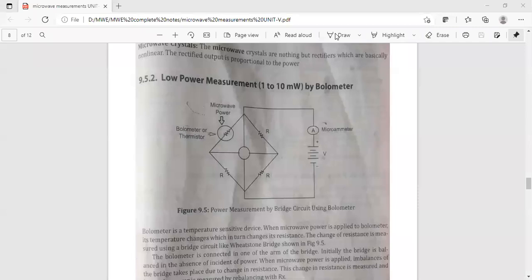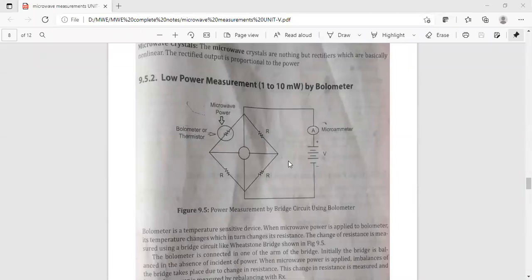So this is low power measurement. See, this is a bolometer thermistor. It has a negative temperature coefficient. So what happens? When the microwave signal falls on it, its resistance decreases and the current flowing through it increases. The decrement in resistance is proportional to the power.